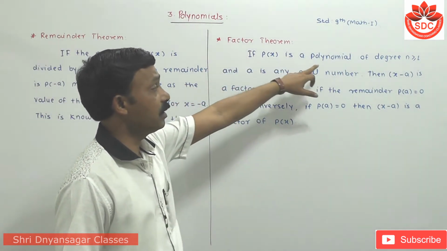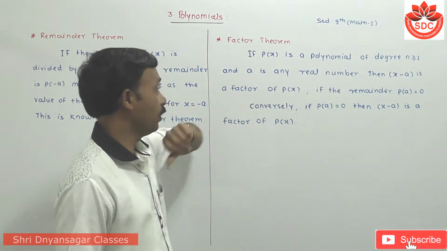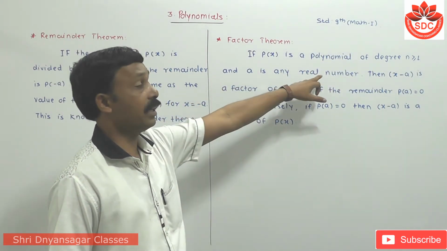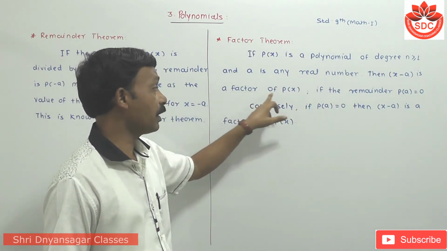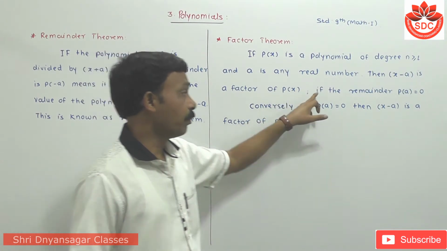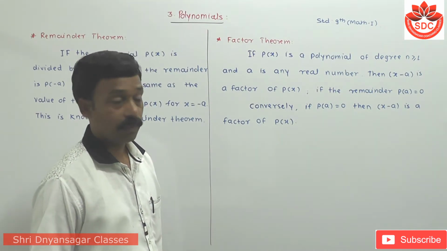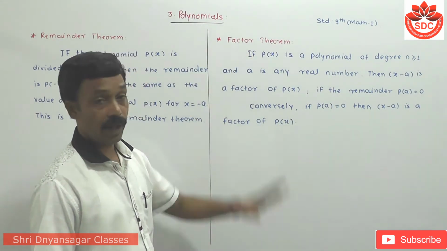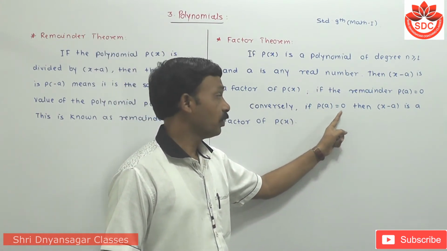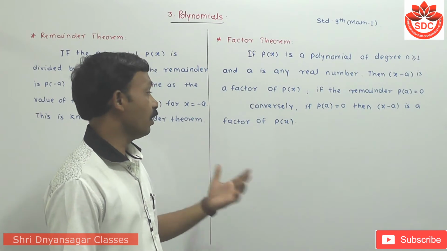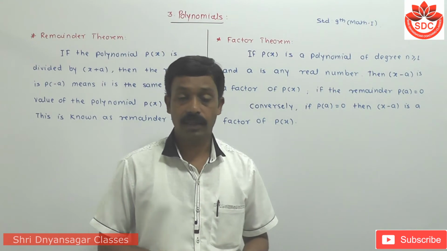Then the Factor Theorem. If p(x) is a polynomial of degree n greater than or equal to 1 and a is any real number, then x minus a is a factor of p(x) if the remainder p(a) equals 0. Conversely, if p(a) equals 0, then x minus a is a factor of p(x). Okay, we take practice set 3.5.